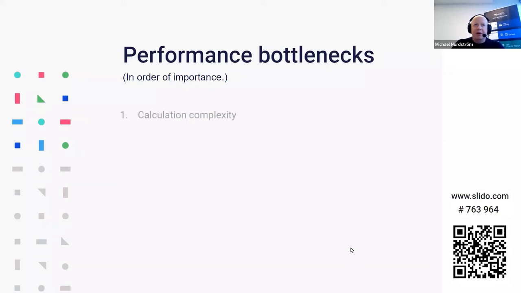So the performance bottlenecks: the calculation complexity of any calculation in a measure that you're doing is the most common sort of problem or issue that we see with performance. Creating really complex measures will always be a struggle for the Qlik engine. So that's the most common one.